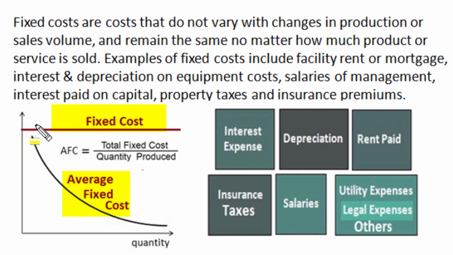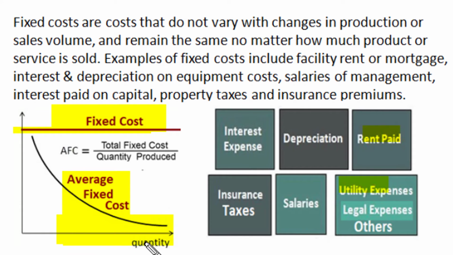Fixed costs are those costs that do not vary with change in production quantity or sales volume. They remain the same no matter how much product or services is sold. Examples of fixed costs include rent or mortgage paid for permanent facilities, interest or depreciation of fixed assets, equipment, plant, machinery, salaries of top management, interest on capital invested for working conditions, property taxes, insurance premium, legal expenses, and some fixed utility expenses. They remain the same irrespective of quantity of production or volume of sales.